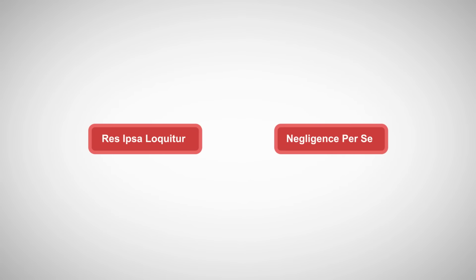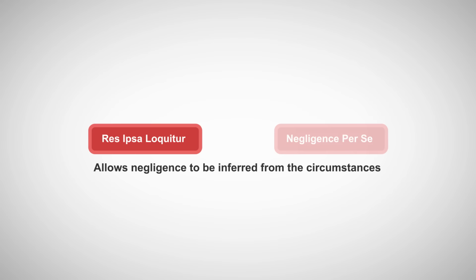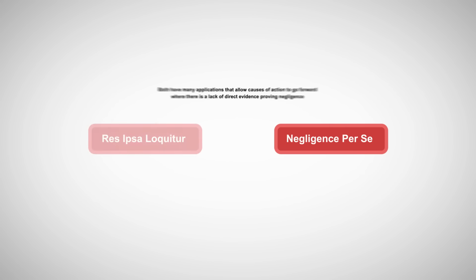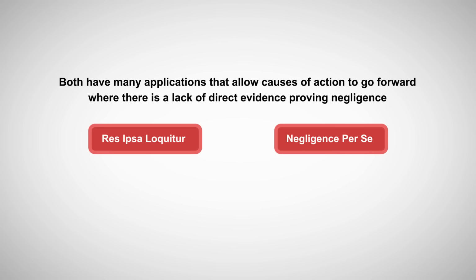Res ipsa loquitur and negligence per se are both doctrines that assist in proving breach of duty in certain negligence cases. The former allows negligence to be inferred from the circumstances, and the latter allows it to be inferred from a violation of law. Both have many applications that allow causes of action to go forward where there is a lack of direct evidence to prove negligence.